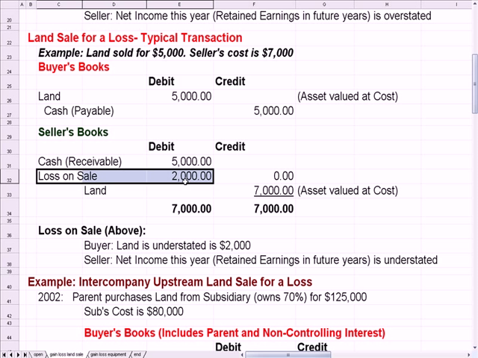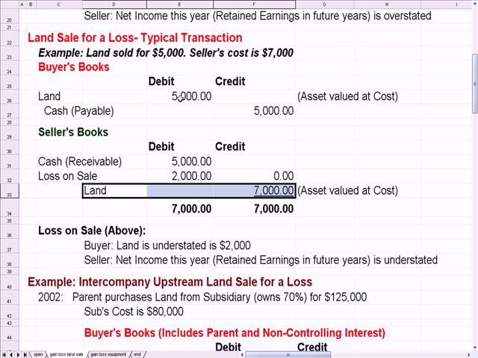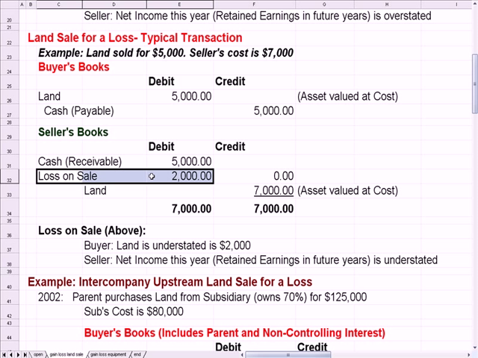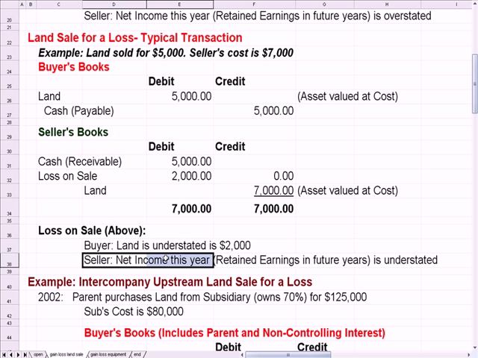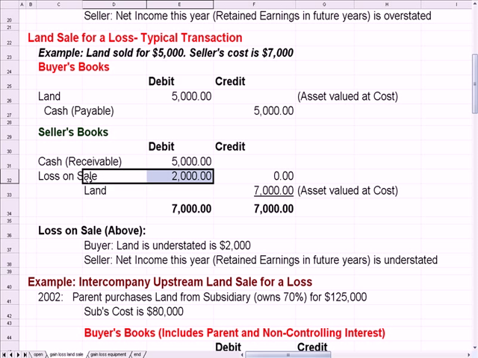So there's a problem with these transactions too. First of all, the land on the buyer's books is understated by $2,000. It should, within the same company, remain at a $7,000 cost. Instead, the buyer debits land to increase it for $5,000. The other thing is that the seller has created a loss on sale incorrectly if it's intercompany. Net income is understated in the current year for the seller because of the loss. And in future years, if nothing is corrected, retained earnings is understated by $2,000.